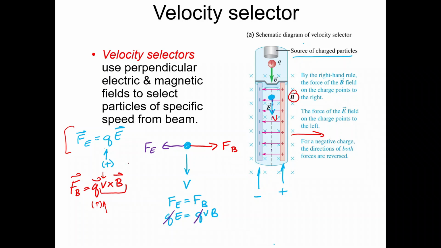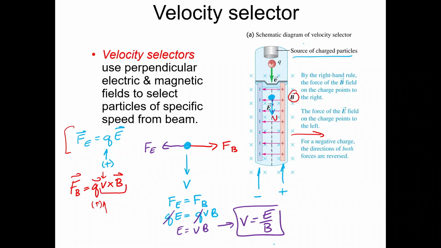If it was negative, the forces would be in opposite directions, but they would still need to be equal to each other. So we get that E is equal to vB. So if we solve for v, v is equal to E divided by B. All you have to know is your electric field strength and your magnetic field strength, and the velocity of the particle that goes straight through is going to have a magnitude equal to E over B.